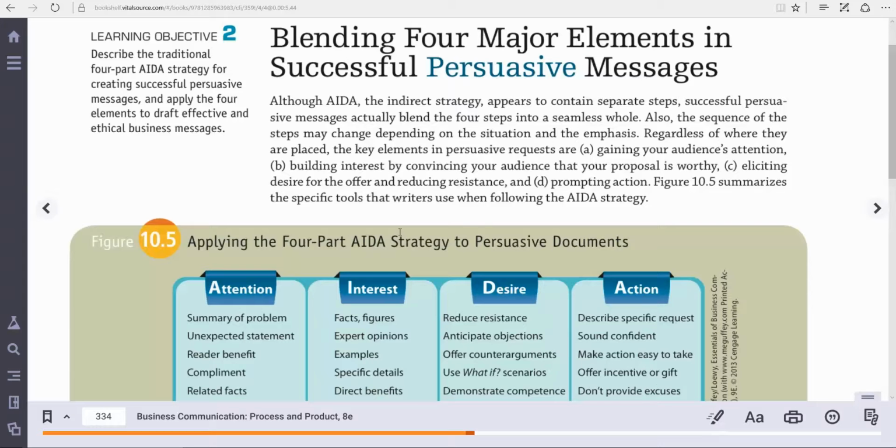Okay, this is learning objective 2. Describe the traditional 4-part AIDA strategy for creating successful persuasive messages and applying these 4 elements. So, AIDA is an indirect strategy and appears to contain separate steps. Successful persuasive messages actually blend the 4 steps into a seamless whole.